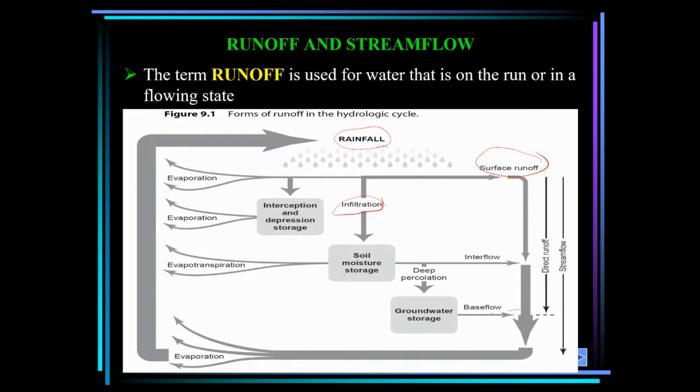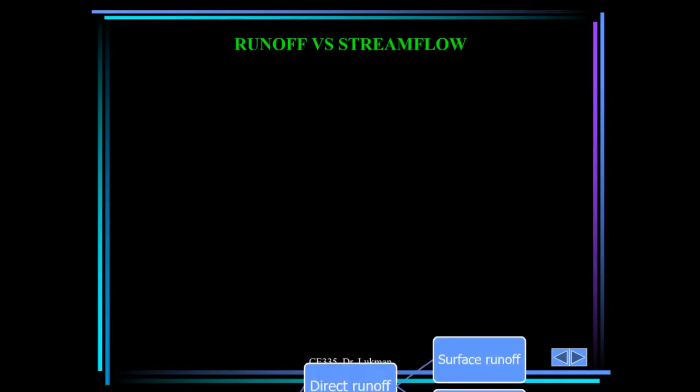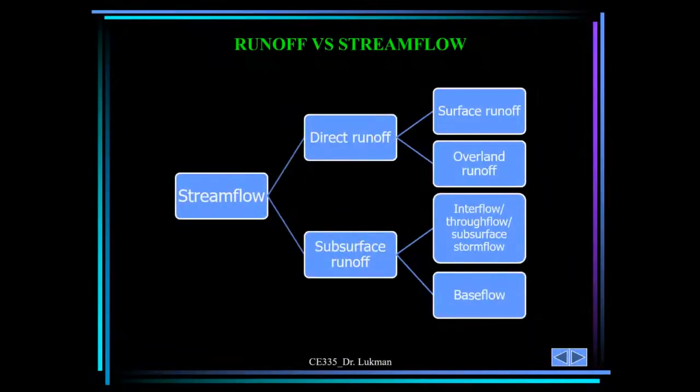And then besides the base flow, you have the direct runoff, which can join streams to form stream flow. Surface runoff will become direct runoff and stream flow. Runoff versus stream flow, okay.